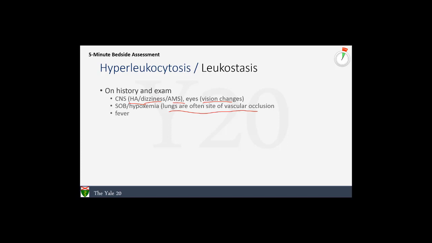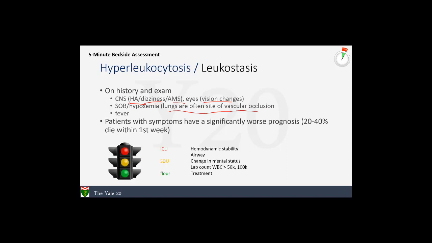I just do want to make a comment that hyperleukocytosis is not the same as leukostasis. Leukostasis is when you have symptoms, and with hyperleukocytosis, you can certainly have a very high white count without having any symptoms at all. Of note, patients with symptoms have a significantly worse prognosis. 20 to 40% die within the first week. So it's really important to capture these patients early.